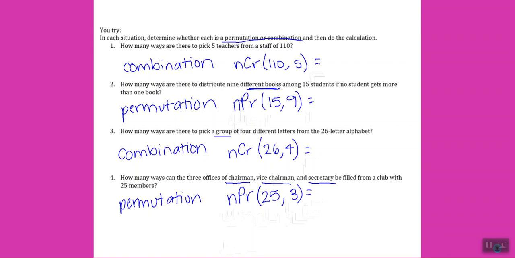Now, for 1, 2, and 3, those are easy. You guys can go ahead and type them in Desmos, and you should get the first one, 122,391,522. For number 3, you should get 14,950. And for 4, you should get 13,800. For number 2, when you put it in Desmos, it's going to give you a weird answer. So let me show you.